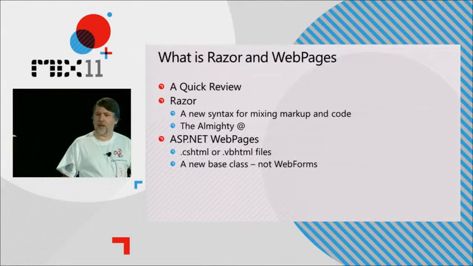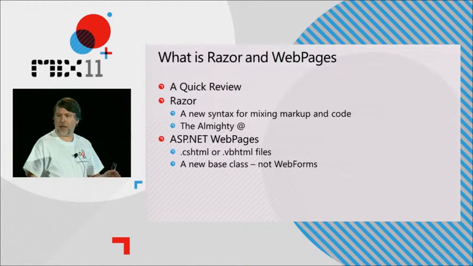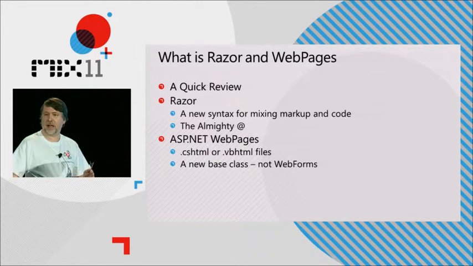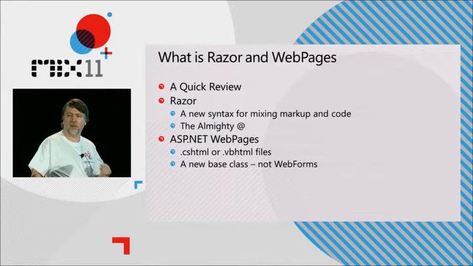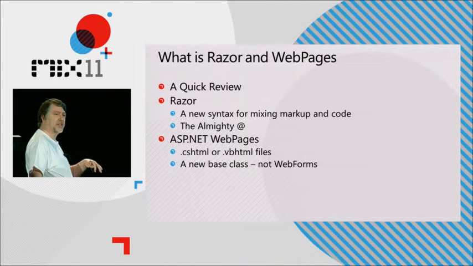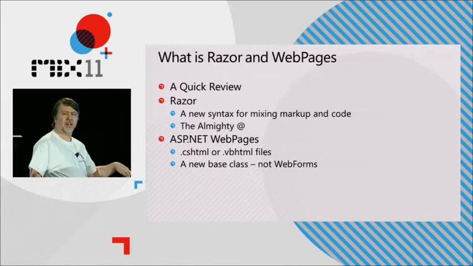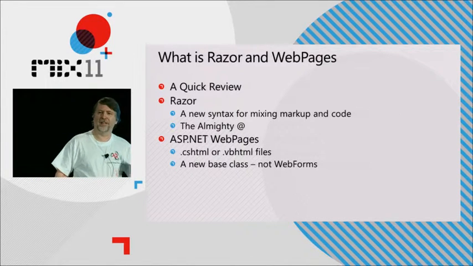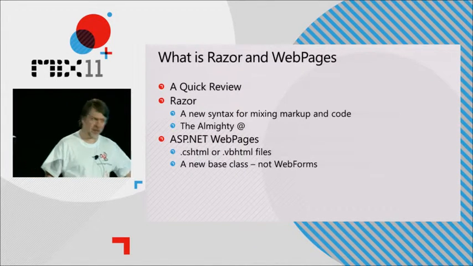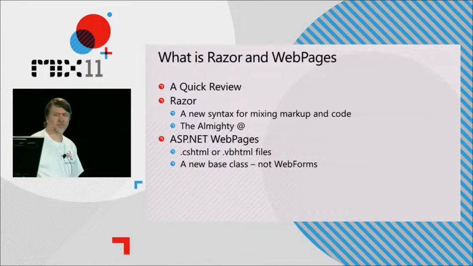But there is also web pages. Web pages is a different web stack. We have web forms, we have MVC, and now we have web pages. It's a simpler web stack that uses the CSHTML file type and the VBHTML file type, and is a new base class that is used for developing web applications. A CSHTML file is not Razor. A CSHTML file is a web page. It happens to use Razor syntax inside. So I think it's clear that you need to get that differentiation to start off with.